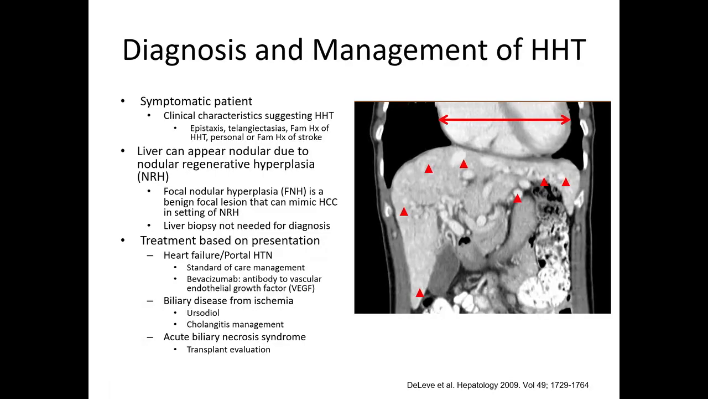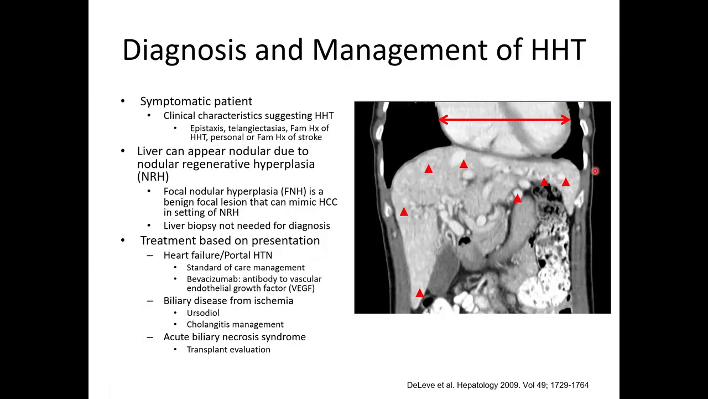And focal nodular hyperplasia, or FNH, is a benign focal lesion that can mimic HCC in the setting of NRH. A liver biopsy is not needed for diagnosis, and what you can see here on the right is the vessels that are present throughout the liver and the AVMs denoted with these red triangles, and also the presence of cardiac enlargement due oftentimes to increased cardiac output.